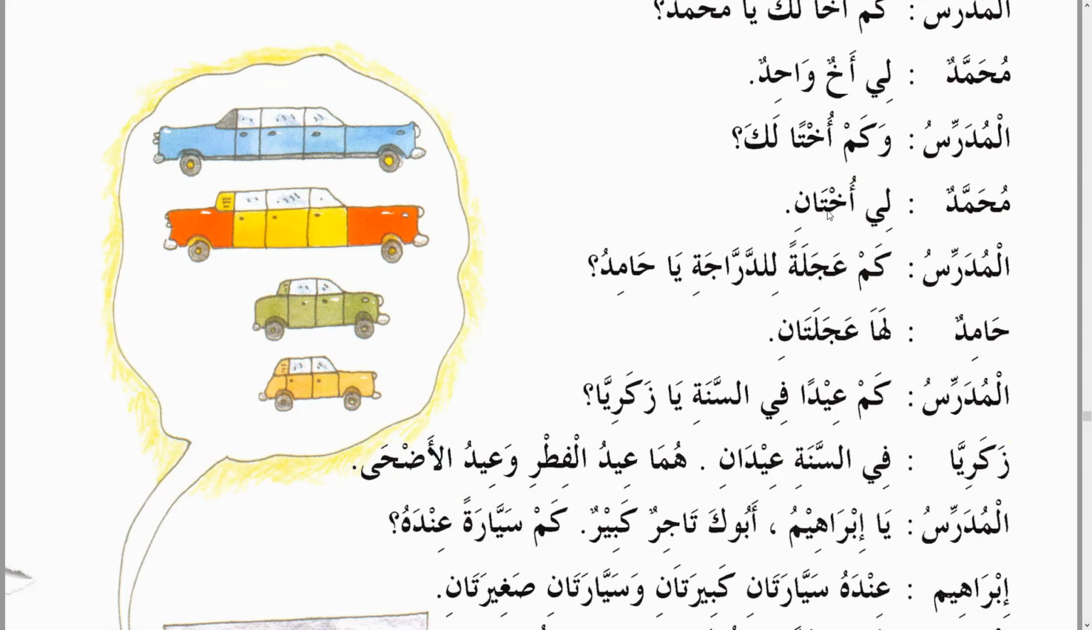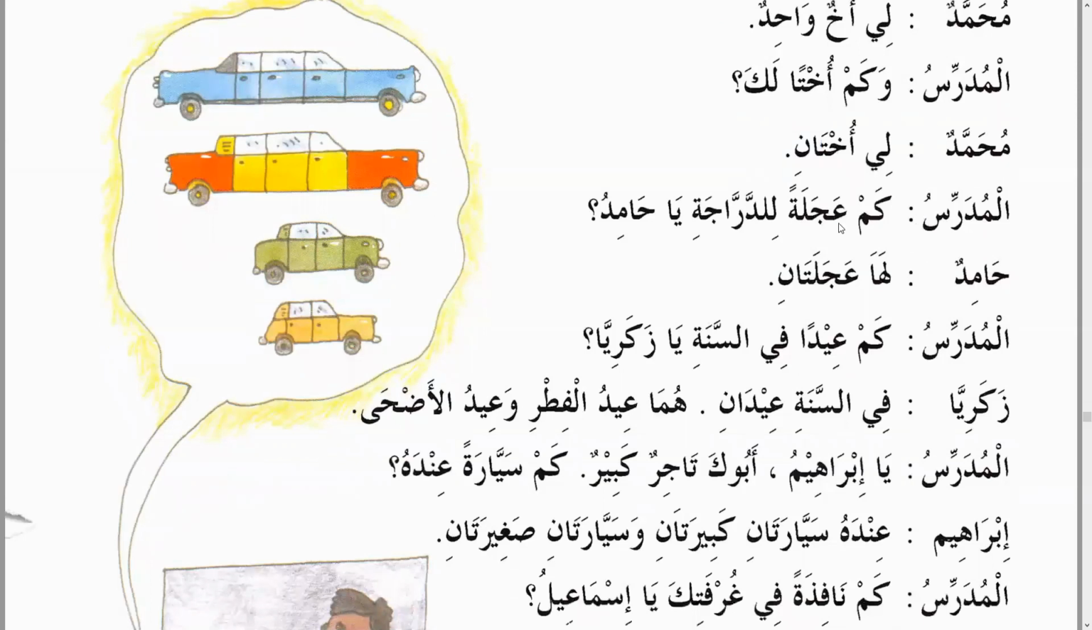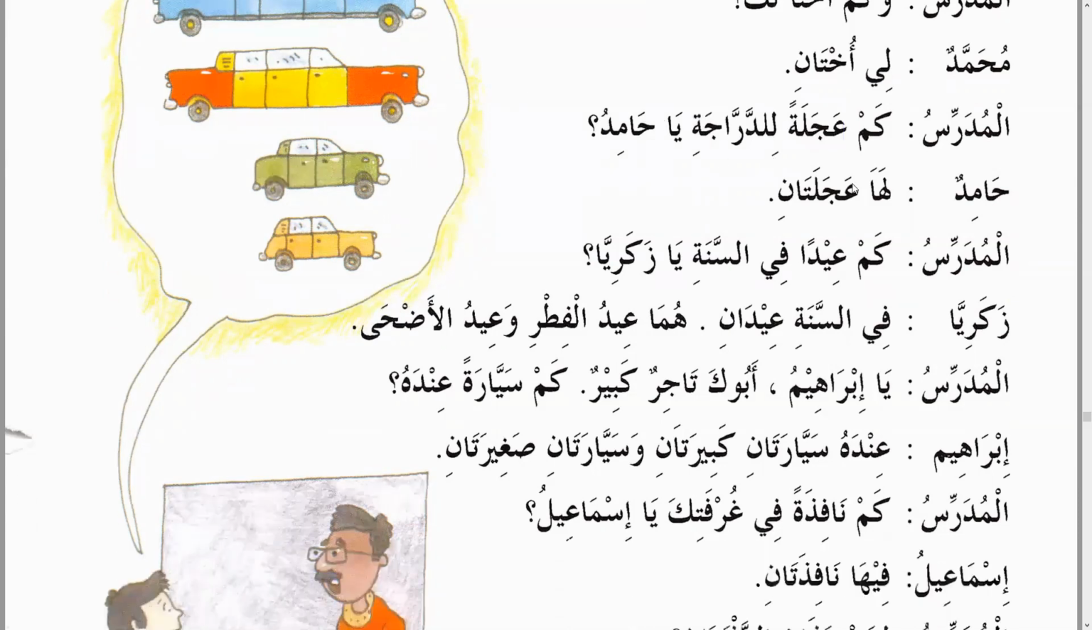I have two sisters. And then the teacher asks, kam ajalatan lidharajati ya Hamidu? How many tires? Ajala is tire, singular. Kam ajalatan lidharajati, how many tires does a cycle have? Daraja is a cycle. Ya Hamid, laha ajalatani. It has two tires. Unless it's a tricycle, a normal cycle has two tires.